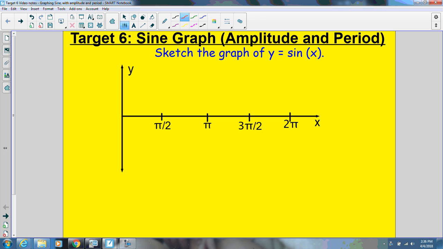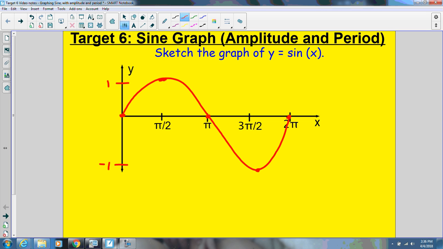If you look at sine of 0, you get 0. If you look at sine of pi over 2, that gives you 1. Sine of pi is 0. Sine of 3 pi over 2 is at -1, and sine of 2 pi is at 0. Okay, so this is the parent function of our sine graph.